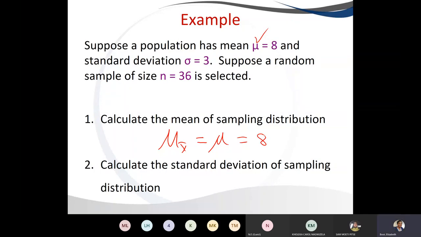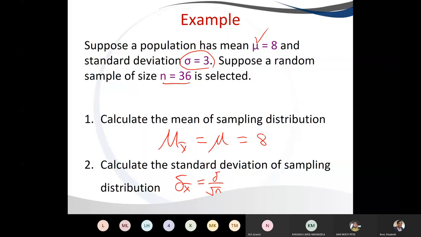Second question, calculate the standard deviation of the sampling distribution. What they are asking me is to calculate sigma X bar, which is my standard error, given by the population standard deviation divided by the square root of n. My population standard deviation sigma is 3, and my sample size is 36. So I get 3 divided by the square root of 36, which gives me 0.5. And that is how you answer the question when it comes to the sampling distribution.